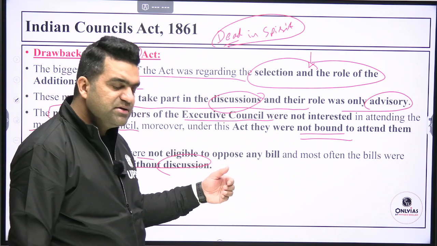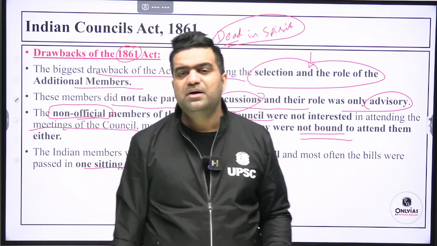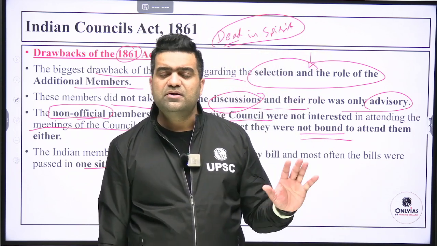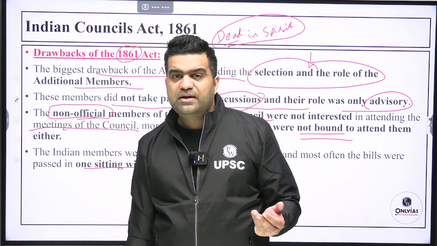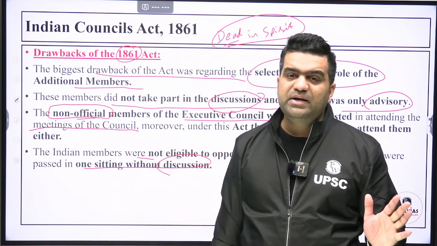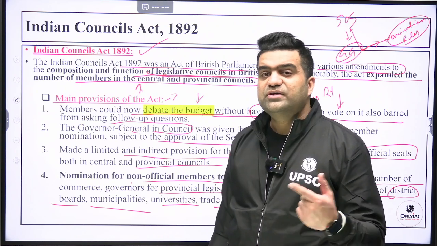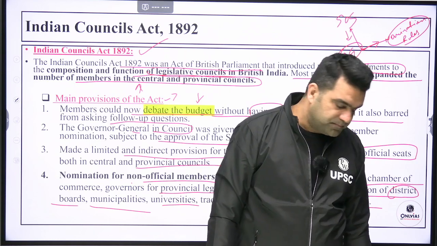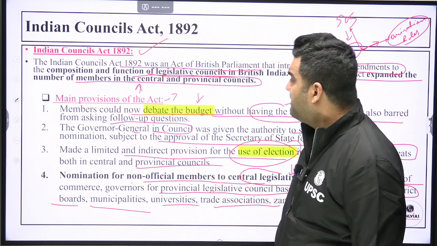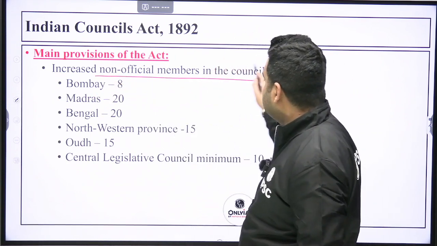Only people loyal to the Britishers, for example the Raja of Banaras and Punjab, the ones who were sycophants and very loyal to the British Raj, were appointed, and they were not required to attend the meetings. That is why these drawbacks of the Act of 1861 were sought to be rectified by the Act of 1892. Am I clear?